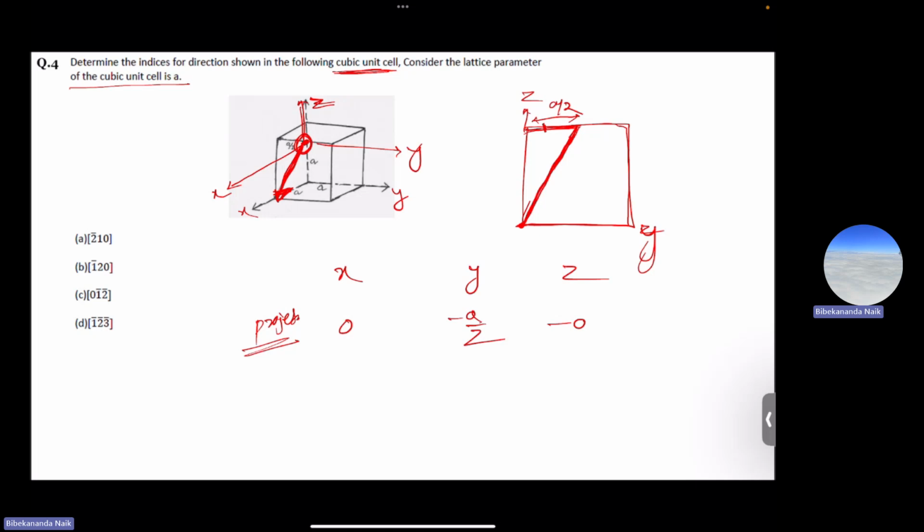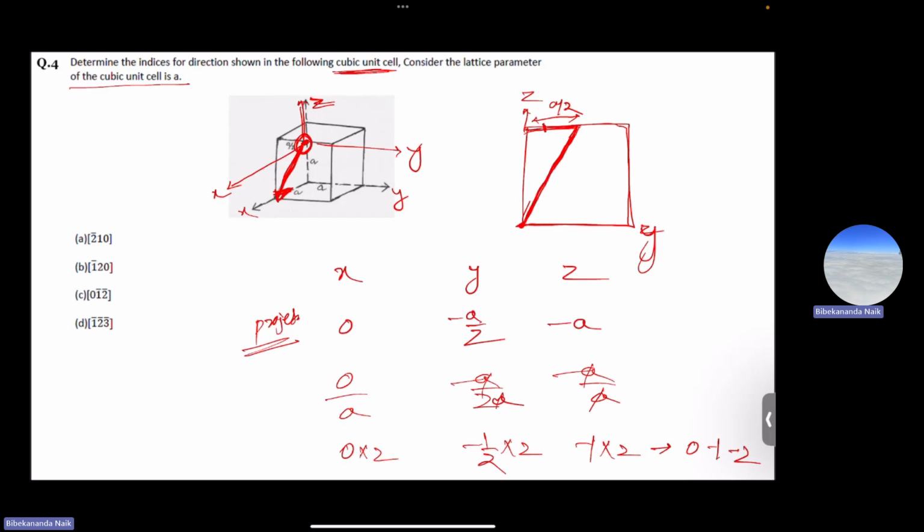Then if you reduce it to integers, it will be 0 by A, minus A by 2 over A, minus A by A. It will be 0, minus 1 by 2, and minus 1. So if you multiply by 2, it will be 0, minus 1, minus 2. So the correct option will be 0, minus 1, minus 2, option C.